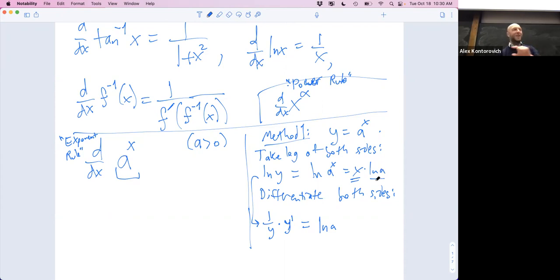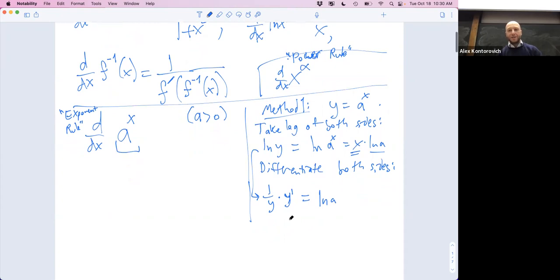It's that when you multiply by a constant, that constant just pulls out through the derivative. And that means that y prime, so if we multiply both sides by y, I get that y prime is equal to y times natural log of a. But what was y to begin with? a to the x. So it's a to the x times natural log of a.